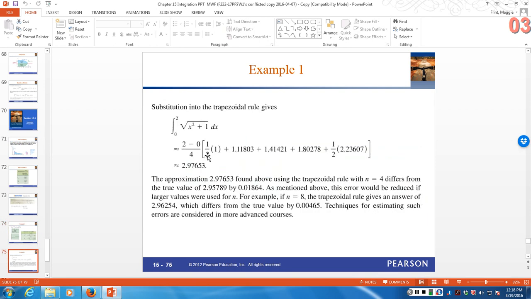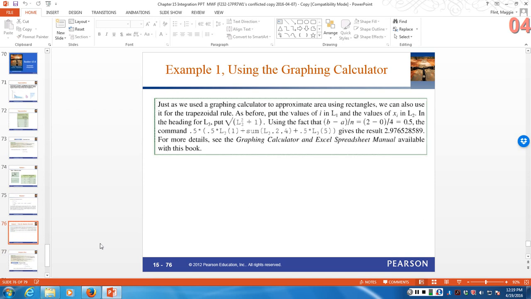So by doing that, you've got 1/2 times 1 plus 1.11803 plus 1.4121 plus 1.8027 plus 1/2 again times 2.23607. And 2 minus 0 was the interval, and we divided it into 4 intervals, so the approximation is 2.9765 using the trapezoid rule. It's all just arithmetic and geometry. That's all that is.